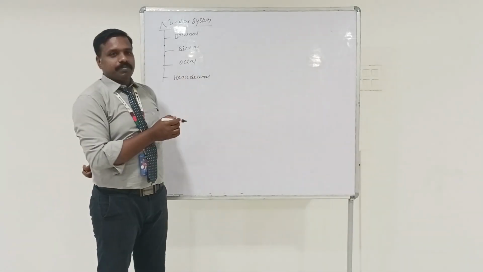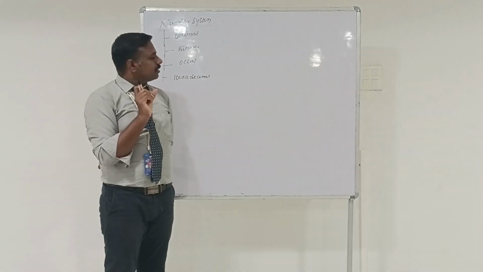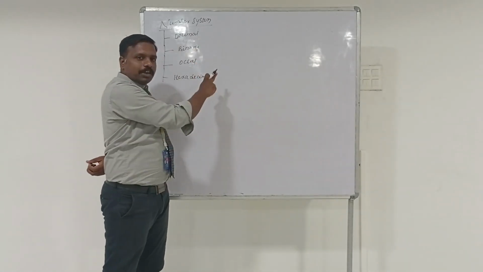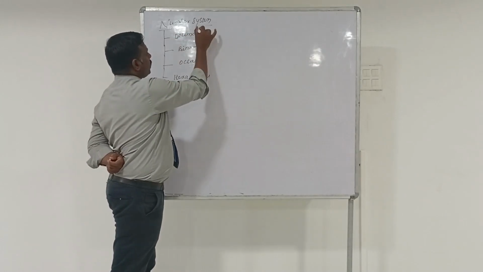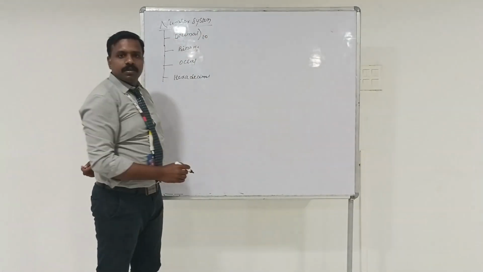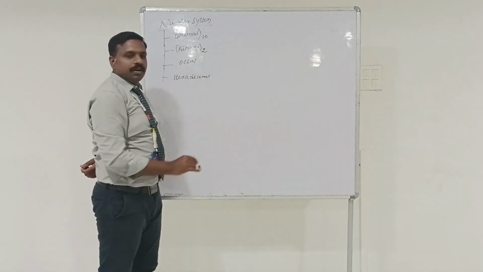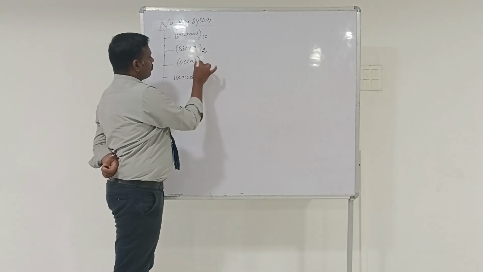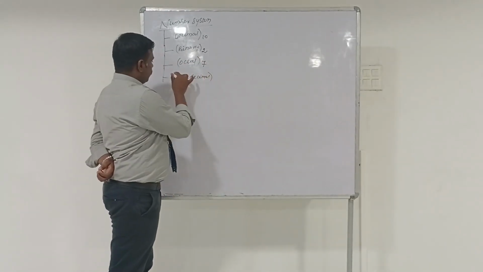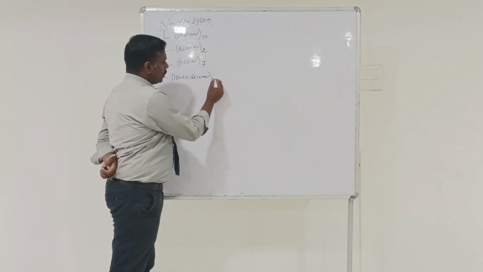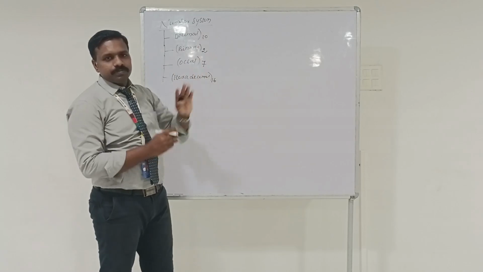But each number system has some base value. Before we go further, first you have to know the base value of each number system. For decimal, the base value is 10. For binary, the base value is 2. For octal, the base value is 7. For hexadecimal, the base value is 16. What is meant by base value?